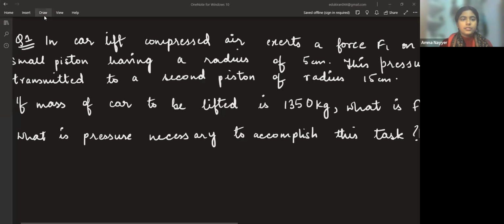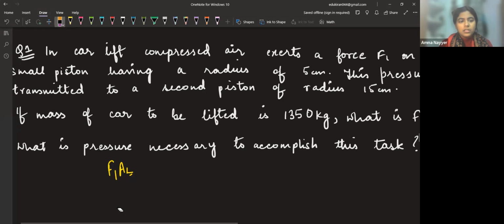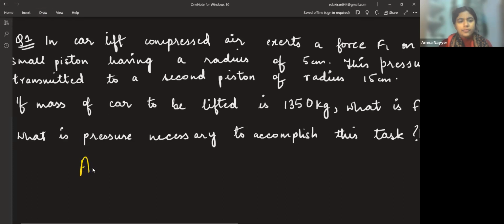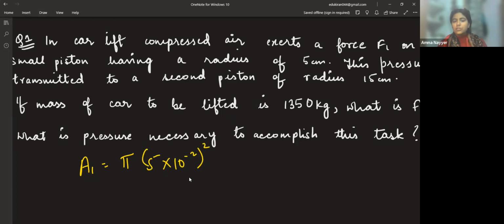See, F1 into A1, or leave F1 right now, just talking about the area. A1 will be pi r square. That's how you calculate the area, right? So pi r square, the radius is 5 centimeters. So this becomes pi into (5 into 10 to the power minus 2) whole square. When we're talking about force F2, F1 we don't know. F1 is missing, that we have to calculate.